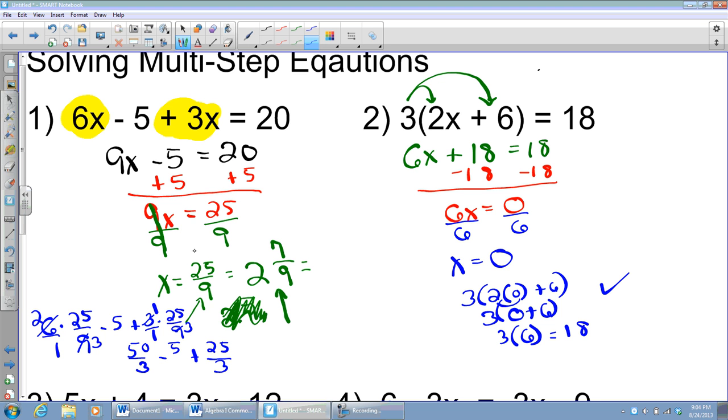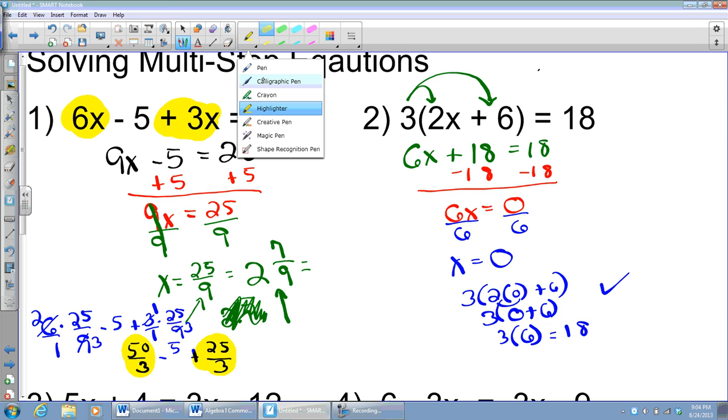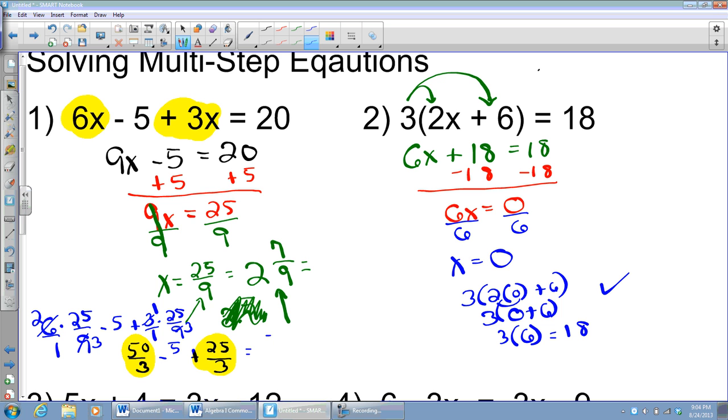Now I'm not going to go left to right on this problem. I'm going to notice that I have 50 thirds and 25 thirds. So together that must give me 75 thirds. And then I'll have to minus 5 from that. Well, 75 thirds, 75, that's like having 3/4. So 75 thirds must be 25. And I'll subtract 5 from that, and I'll get 20. And sure enough, that's what I wanted. So it does check.